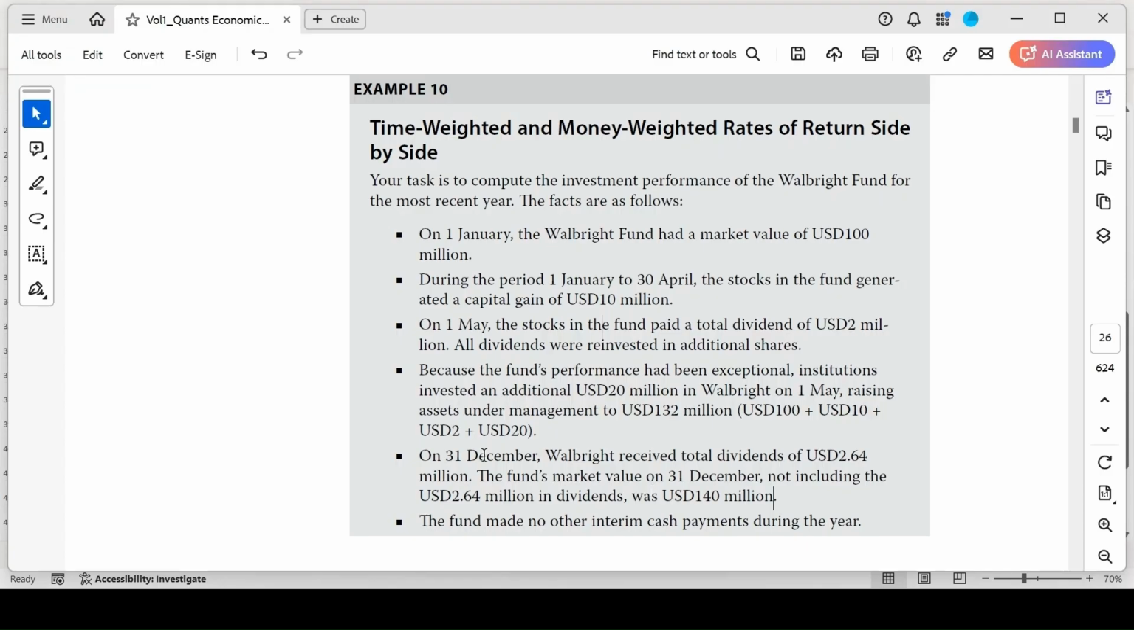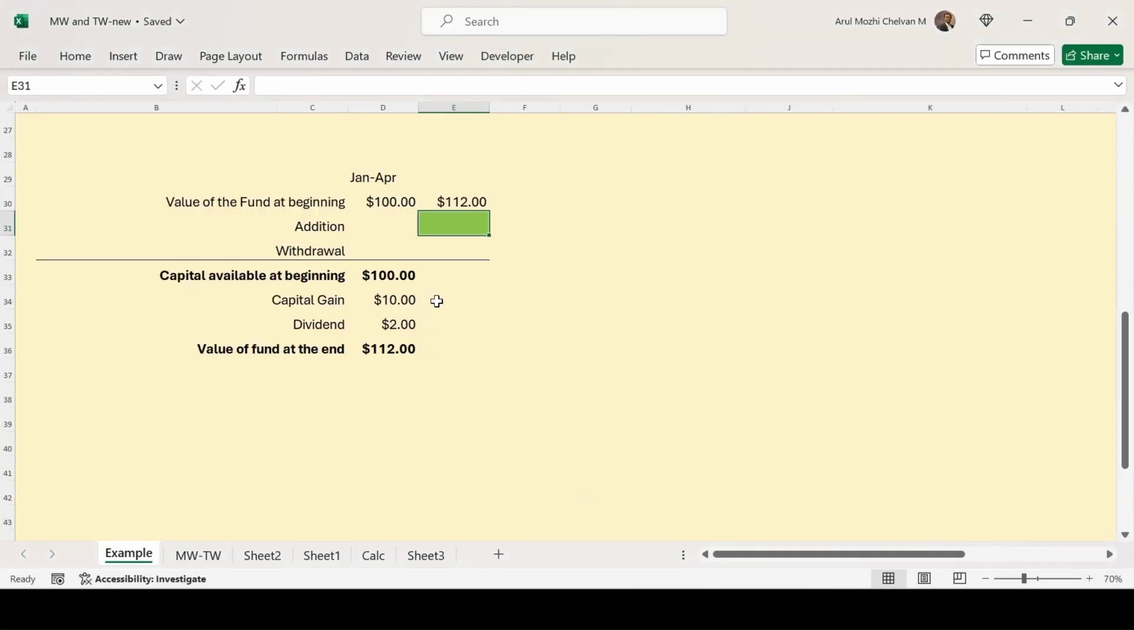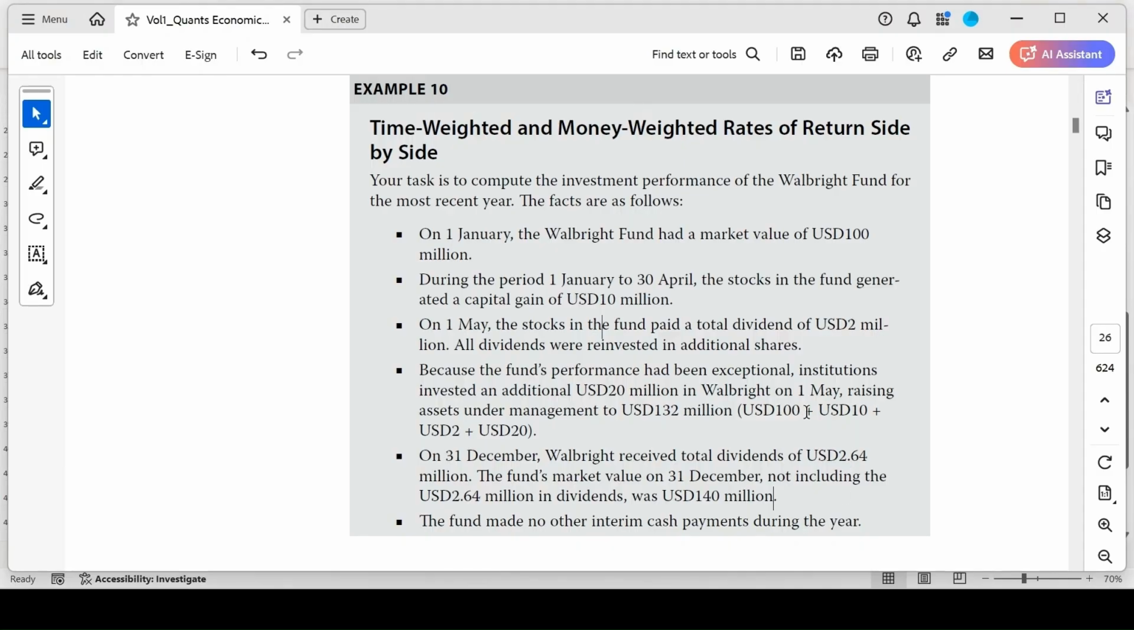Let us read now. Because the fund's performance had been exceptional, institutions invested an additional $20 million in Wallbright on 1st May, raising the assets under management to 132 million. Now there is an addition of 20 million, so the total fund value will be 132. That is what they have given. That is 100 million initial value, then 10 million of capital gain, 2 million of dividends that is reinvested, and 20 million additional fund.